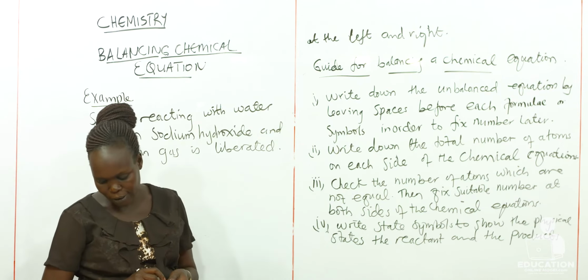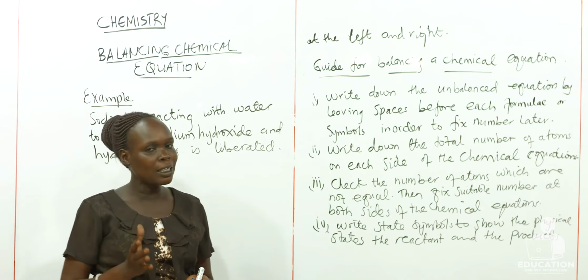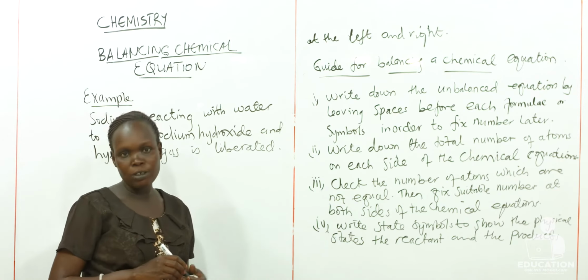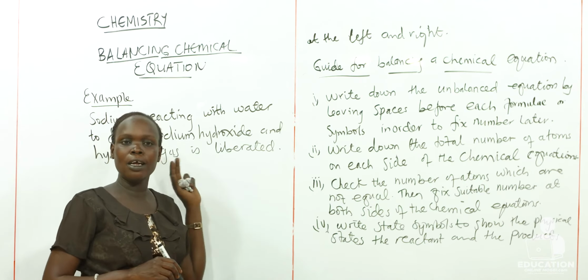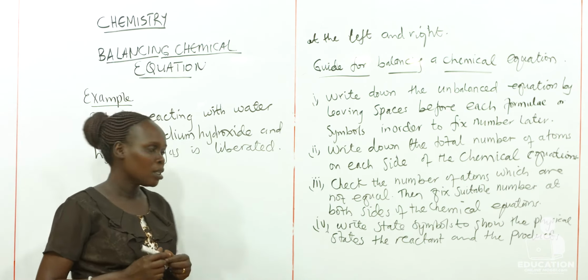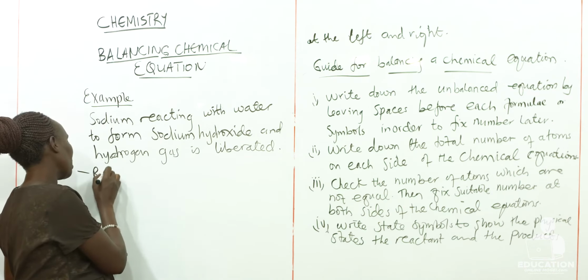So what is the first step here? We need to remember that we need to point out the reactants and the product. So it is very clear here in this example, the reactants are there and the products are there. So the first thing is to know the reactants.